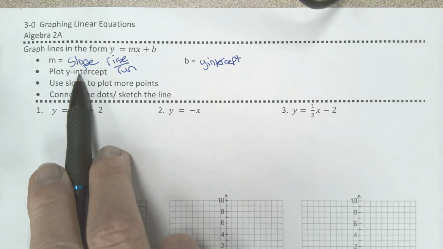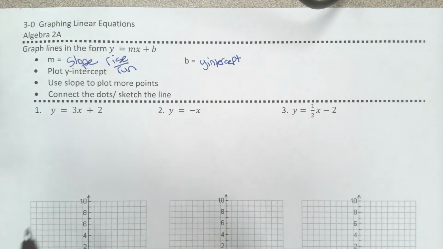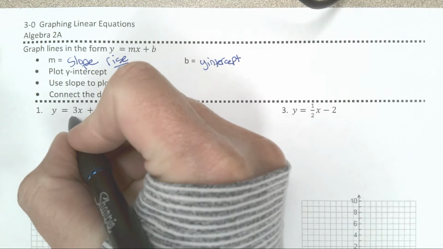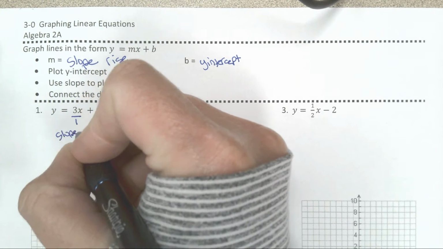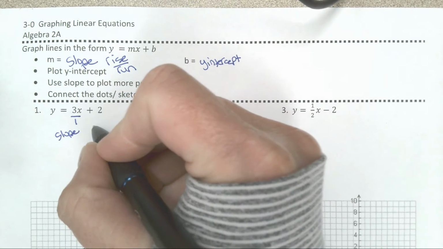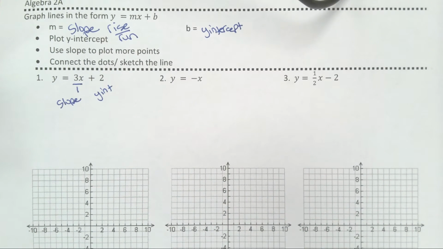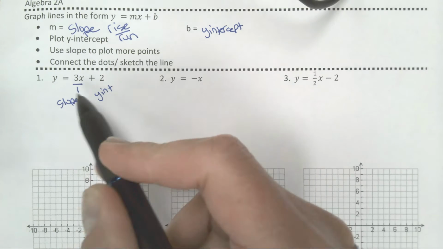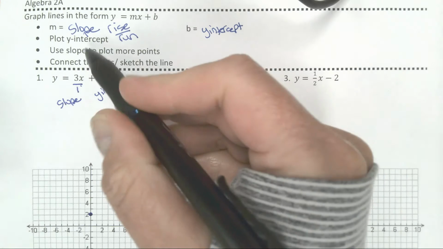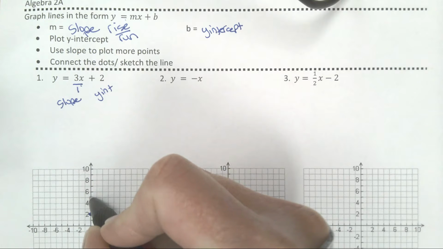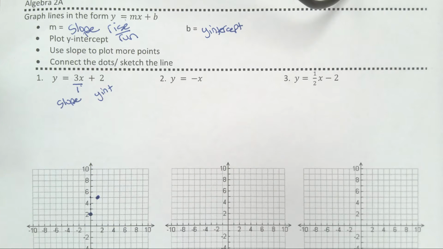The first thing that we do is plot the y-intercept. On this first one, y equals 3x plus 2, for the m we're going to put the 3 over 1, and that is the slope of your line, and the 2 is your y-intercept. So the first thing we're going to do is plot our y-intercept right there. And then the slope is 3 over 1. If that's rise over run, from this starting point, that means you go up 3 and then right 1.